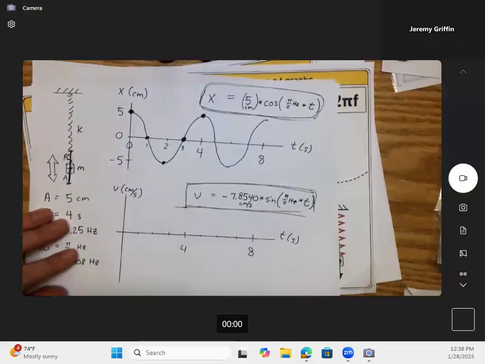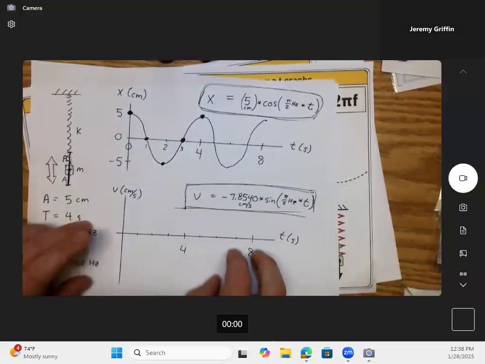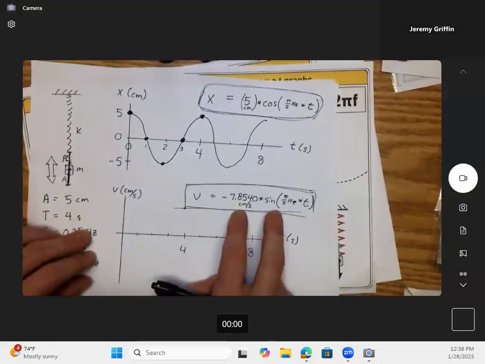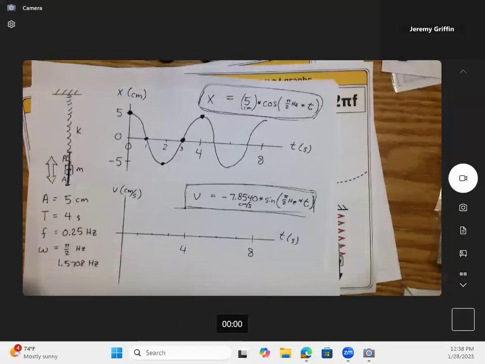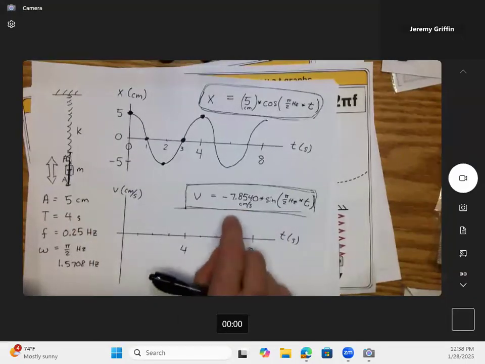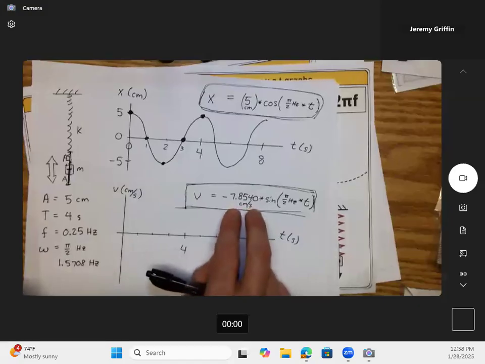Now, before I draw the graph, who can look at that equation and tell me what is the maximum speed? You guys remember that question? What is the maximum speed according to that equation you just wrote? Yep, 7.85 centimeters per second.